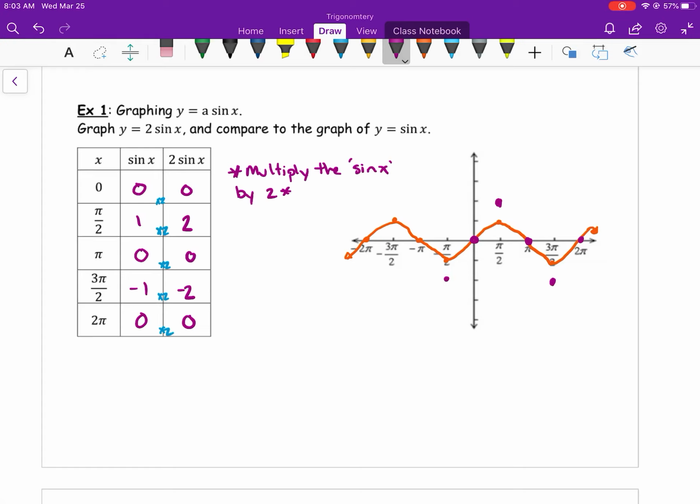I'm going to come down 2, up 2, up 2, down 2. Alright, so 2 sine of x is just steeper. So the purple is 2 sine of x, whereas the orange is just sine of x.